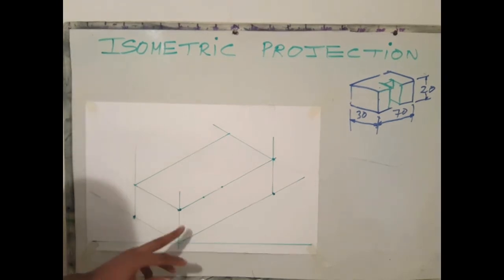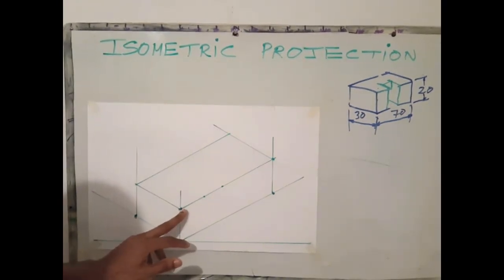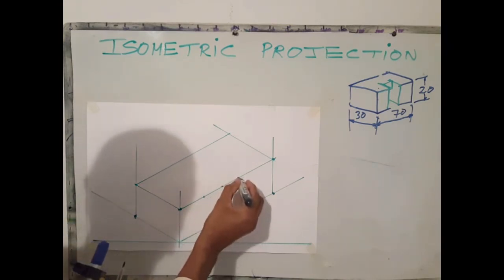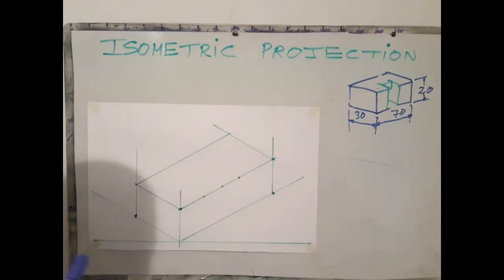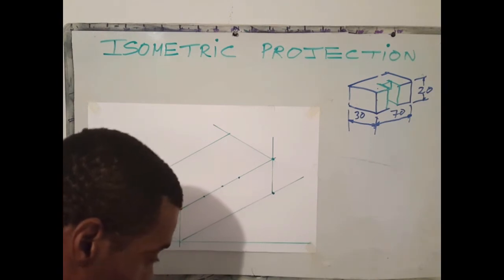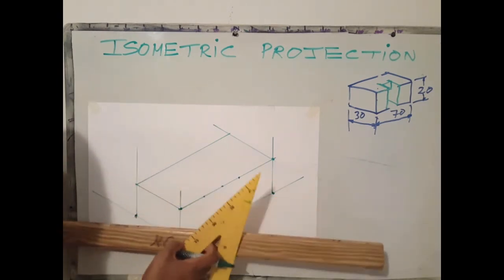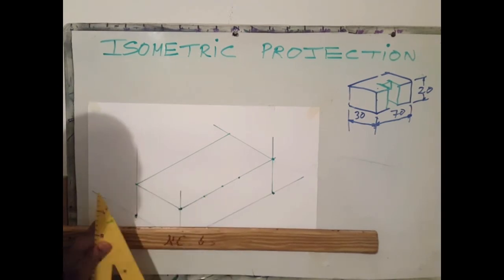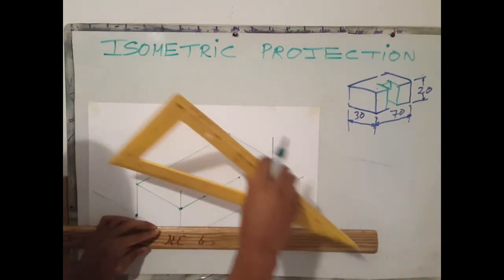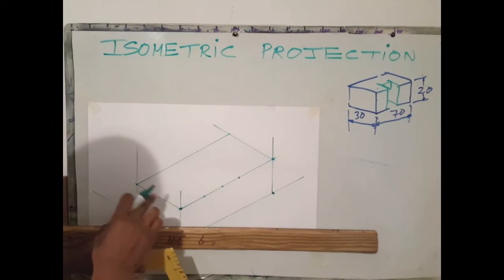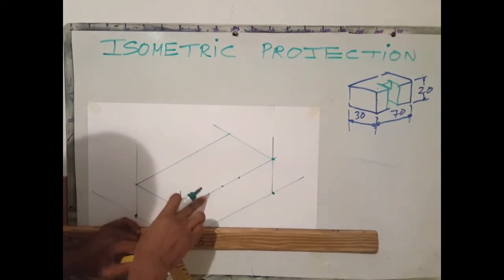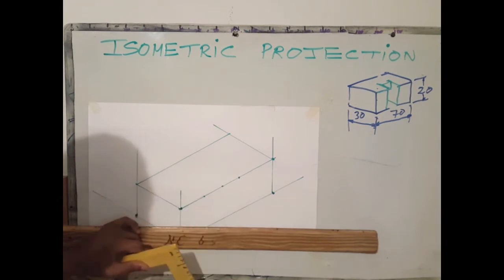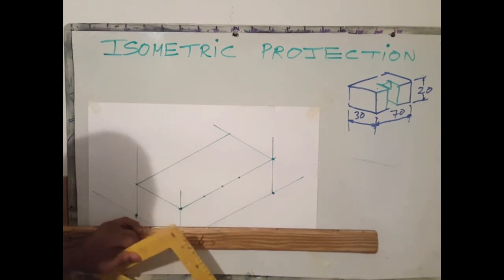Okay. So first we determine this distance and that distance. Let this be here. Next step is to use my T-square and my set square. I'll estimate the distance inward. Use my T-square and my set square, and please note that these points should be in the left plane. Left plane, left plane. Alright? So there's some consistency here.